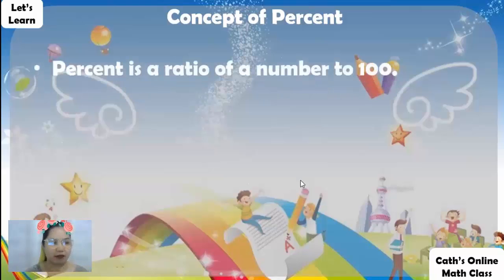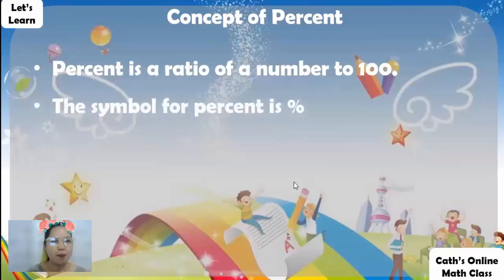Now, what is percent? Percent is a ratio of a number to 100. Remember that a ratio is a relationship between two objects or two terms. So when we say percent, the other term is always 100. It could be 2 is to 100 or 3 is to 100, and so on, as long as the other one is always 100.